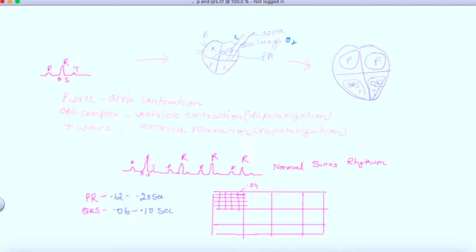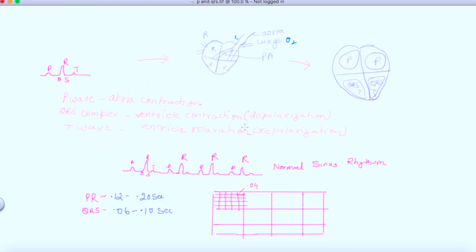Then when both ventricles contract, you get the QRS, right? You get the QRS when both ventricles contract, and we know the ventricles are much stronger, very muscular. That's why you see the QRS is a little longer. And then the T wave, we get it when the ventricles are resting and filling up. So to revise again: the P wave is due to atrial contraction, the QRS is due to ventricle contraction, and contraction is also called depolarization. The T wave is when the ventricle relaxes, which is called repolarization.